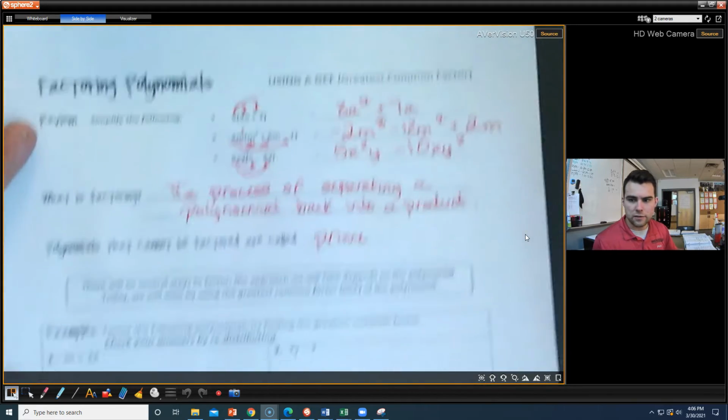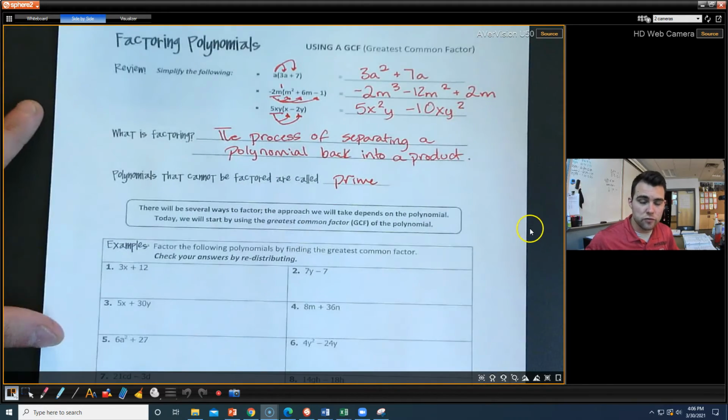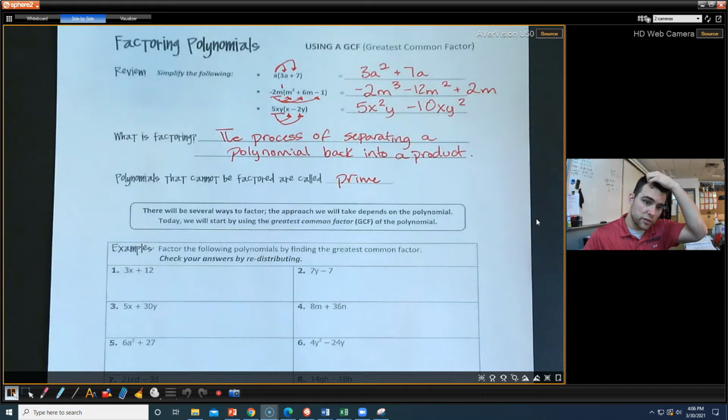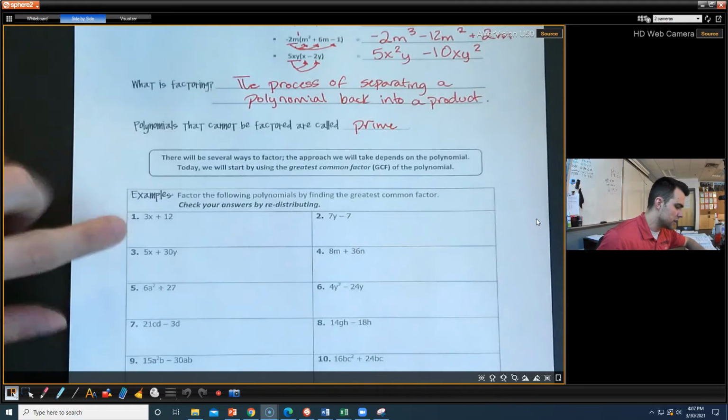All right. And there are several ways to factor polynomials. What we're going to do today is start off by using what we call the greatest common factor, or the GCF for short. Okay. So again, the greatest common factor is the biggest number that is in common with two numbers, basically. So I guess we're just going to have to see that by looking at number 1.